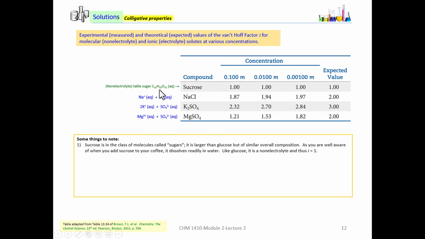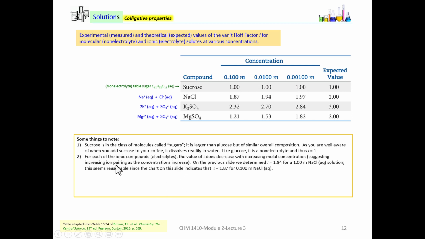Again, sucrose is in the class of molecules called sugars. It's larger than glucose, but it's of overall similar composition. It's a non-electrolyte, readily dissolves in water. i equals 1, and it seems to stay that way no matter what the concentration. Now, for each of the ionic compounds, the value of i does decrease with increasing molal concentrations, suggesting that ion pairing increases as the concentration increases.